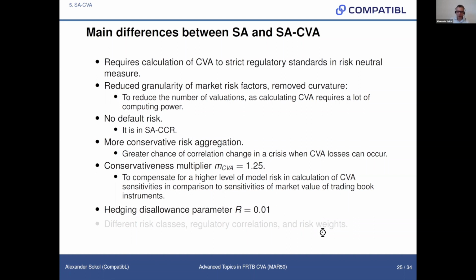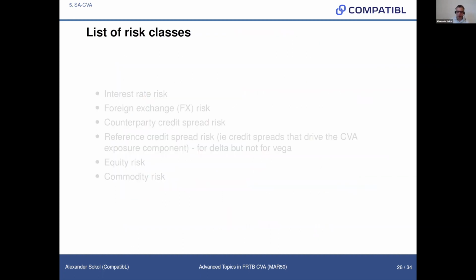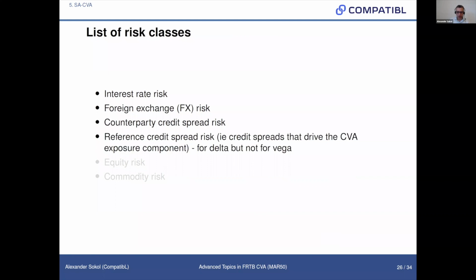And as I mentioned, there are different risk classes, regulatory correlations, and risk weights. The list of risk classes: interest rate risk, foreign exchange risk, counterparty credit spread risk, reference credit spread risk, right? So credit spreads that drive the CVA exposure component. Actually, I'm sorry, there is an error in the slide. For Delta, but not for Vega, it should have been the above, right? So counterparty credit spread risk, on that we compute Delta, but not Vega.